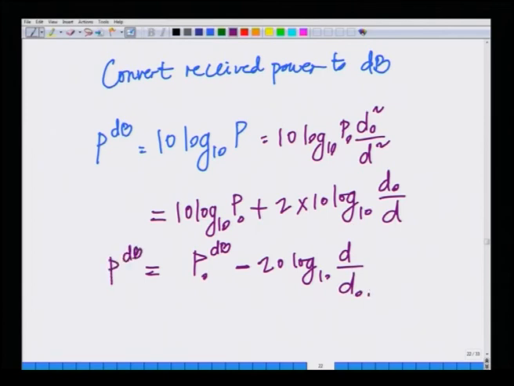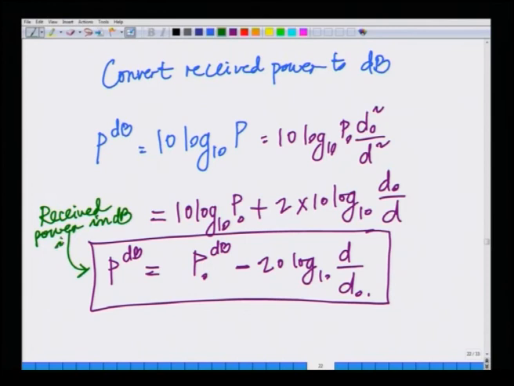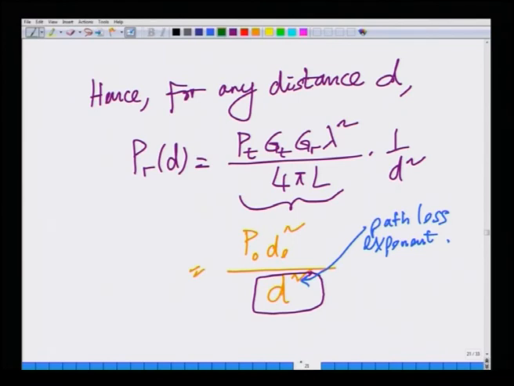So, P in dB is the free space received power in dB. This is the received power in dB in free space, and we saw that the path loss exponent is 2 for free space.